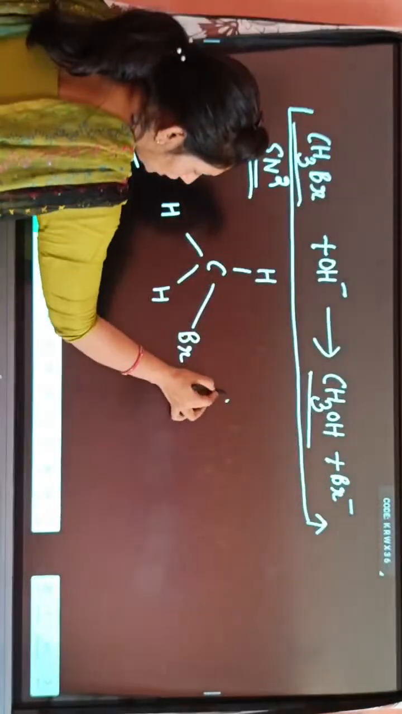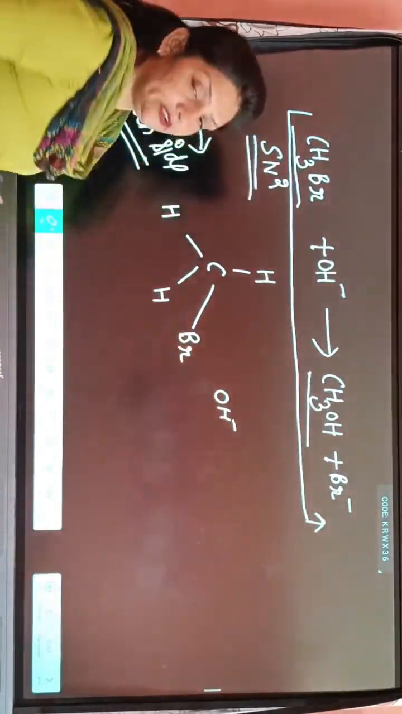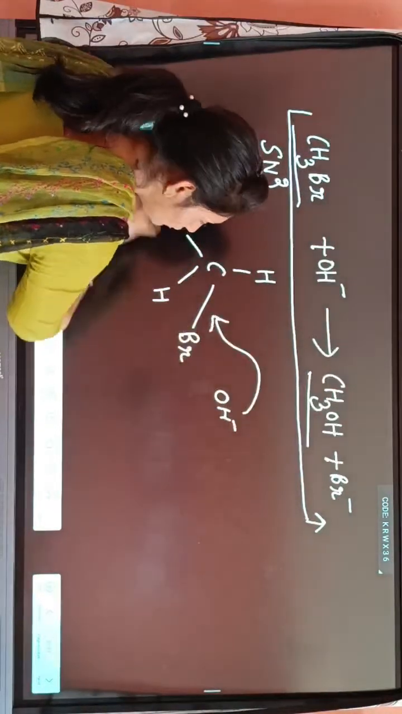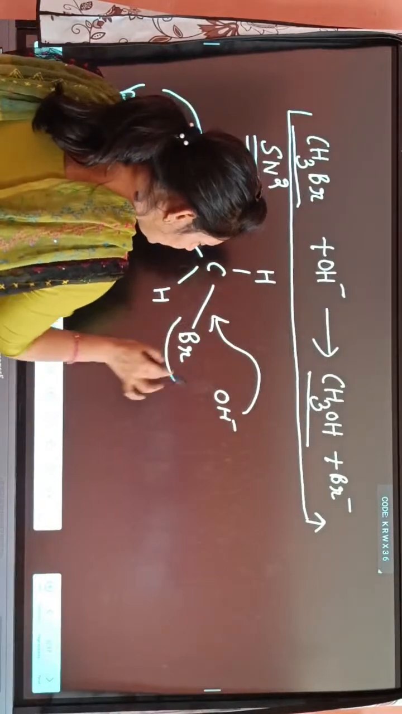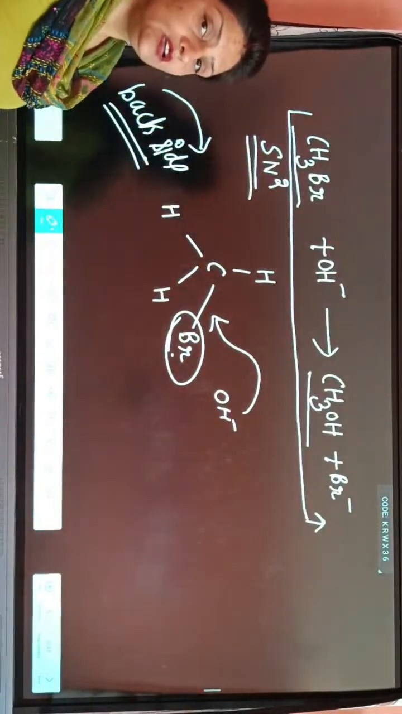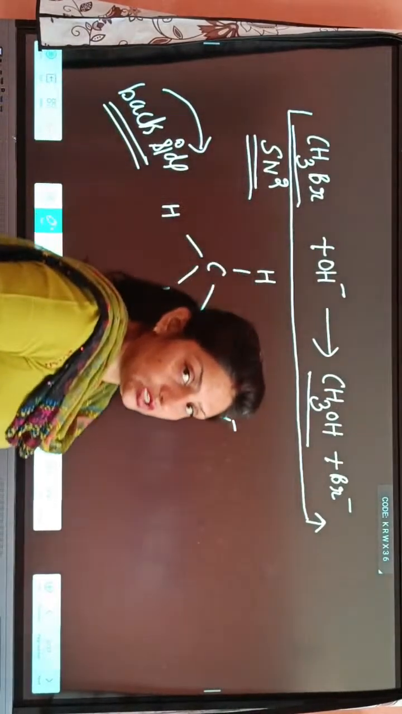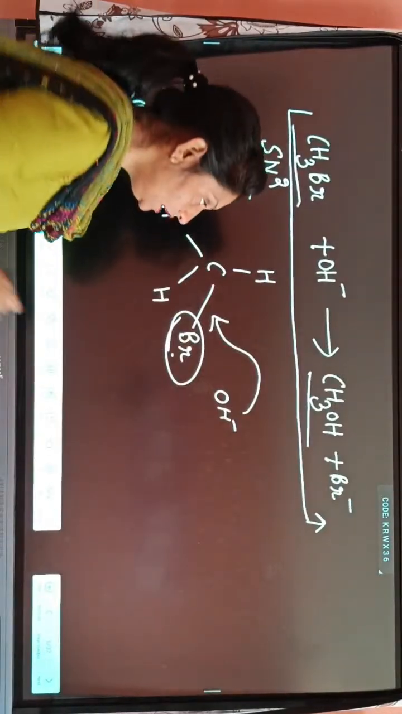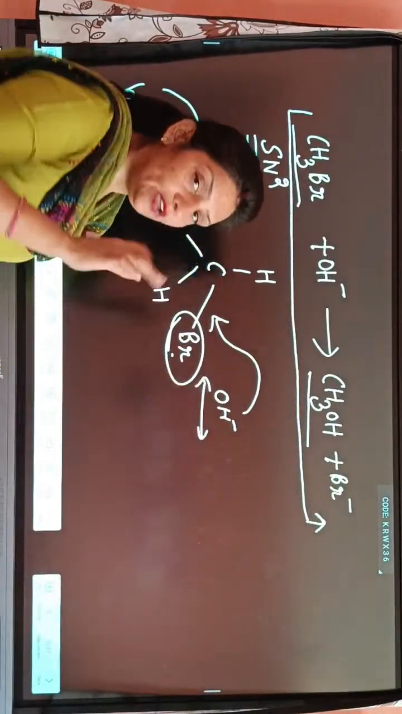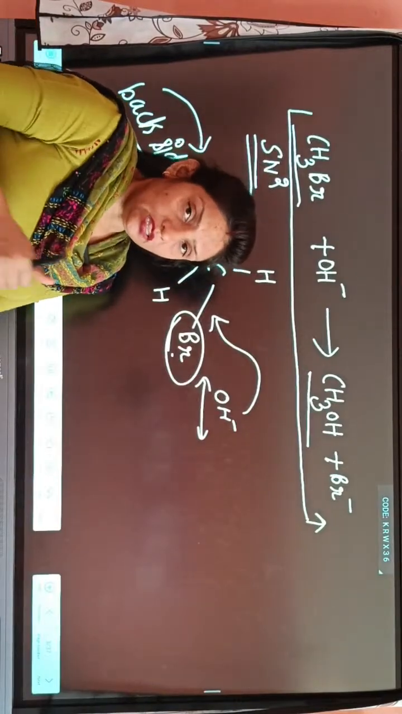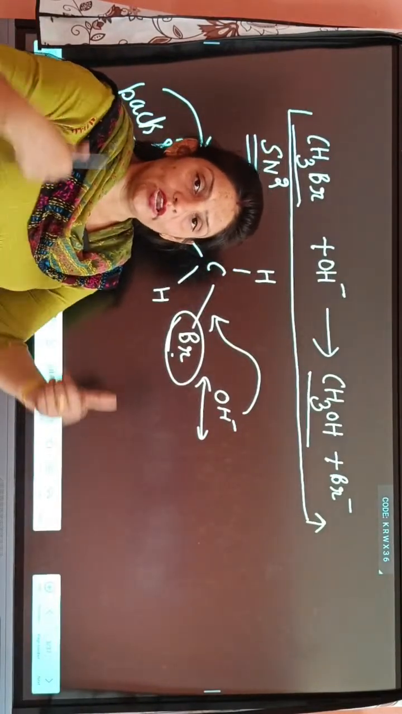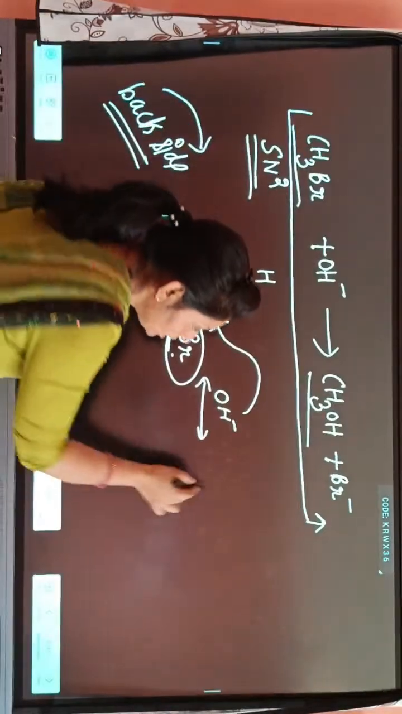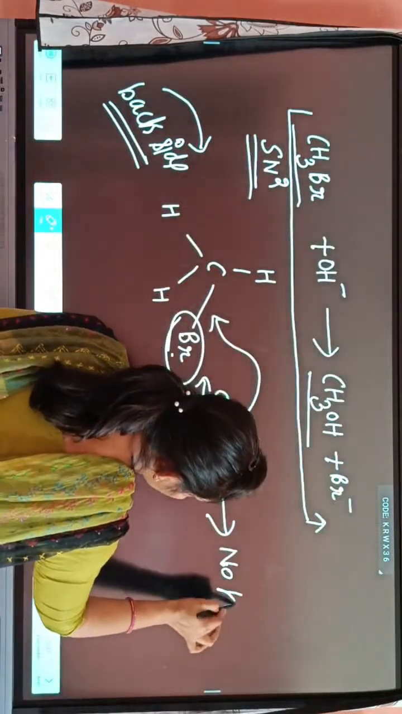If you want to attack with the hydroxide ion from this side, then what will happen? Already this bromine is an electronegative element, it is a halogen. So students, already it is having some negative charge on it, and this hydroxide ion is also having negative charge on it. Then they will not make product, they will repel one another. So no product we will get.